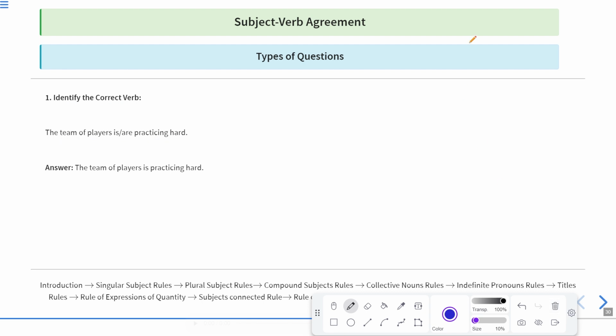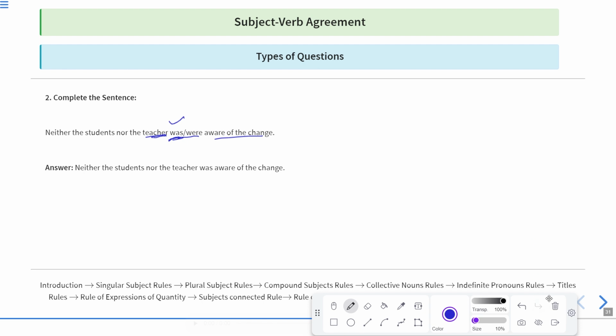Now let us move to the next one. Complete the sentence: neither the students nor the teacher was or were aware of the change. In case of neither nor, either or, not only but also, the verb depends on the nearest subject. Neither the students nor the teacher. Now, the nearest subject is teacher, so the verb should depend on the teacher. So was should come, not were. So the answer will be: neither the students nor the teacher was aware of the change. This will be the correct sentence.